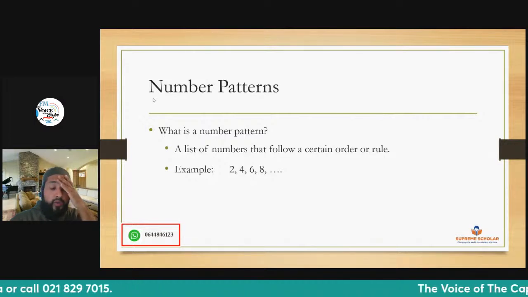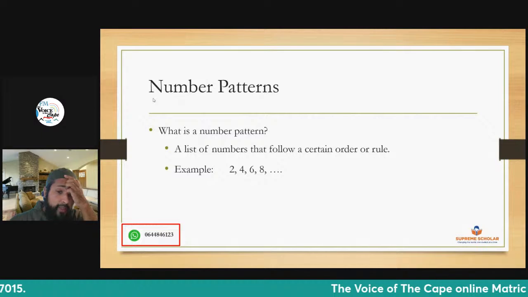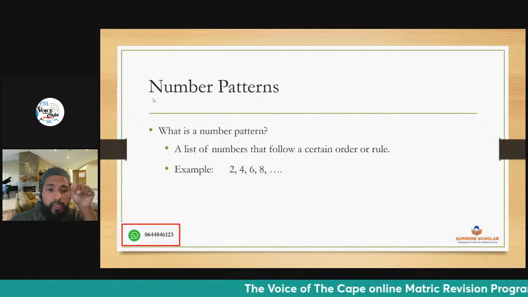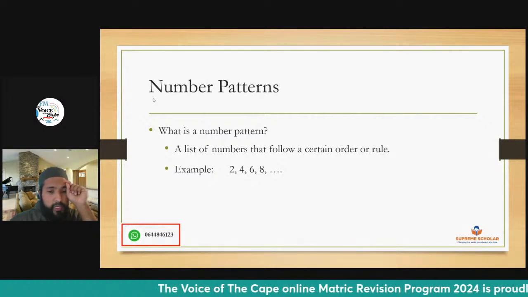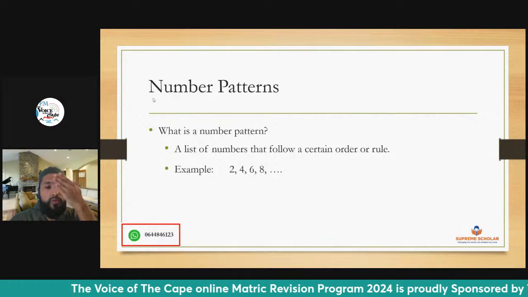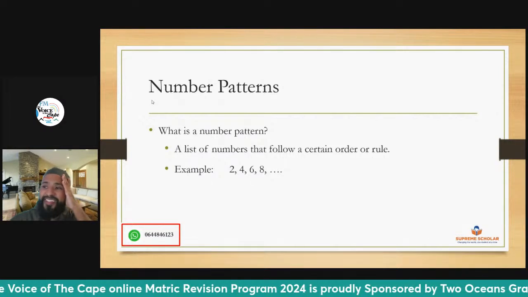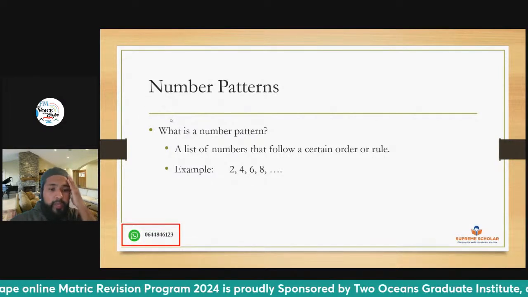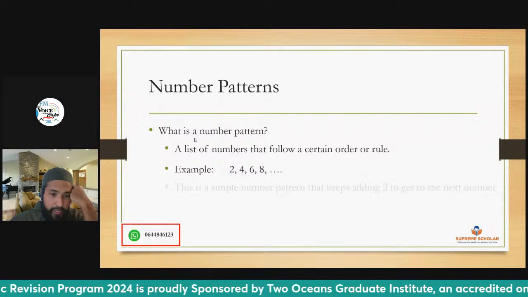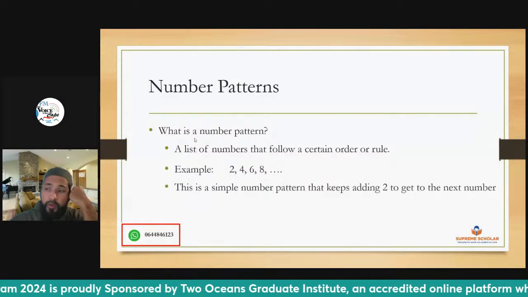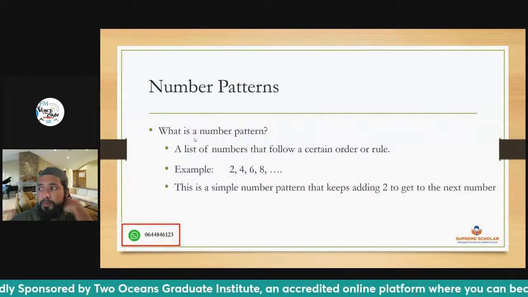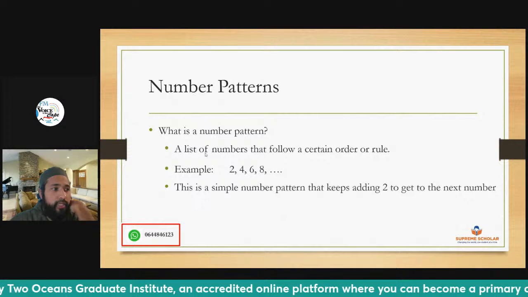And so you could calculate what's the 100th number in this specific pattern. You can count 2, 2, 2, 2, 2 until you get to 100. That's one way. Or there's a shorter way by using an equation, which we're going to unpack. So this is a simple number pattern that keeps adding 2 to get to the next number. That's it.